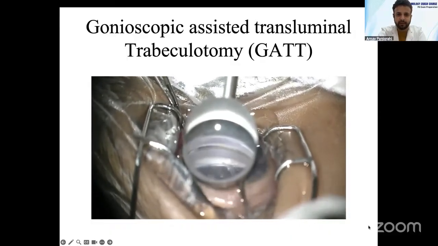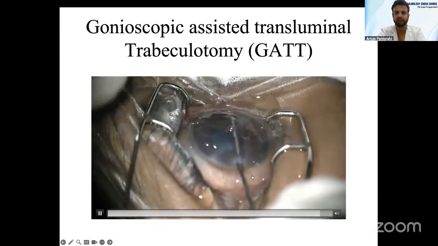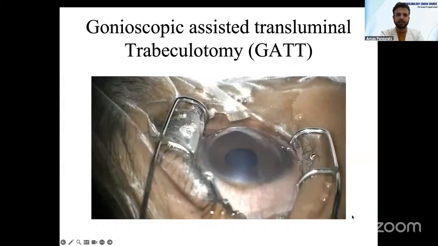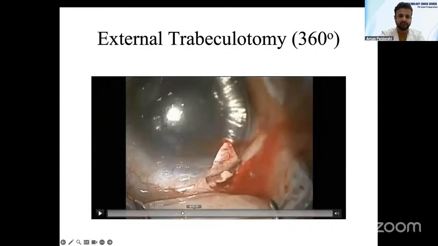We can see the tip now emerging from the other side of the cleft. Now we'll be just pulling the suture, and this deroofs the whole of the Schlemm's canal. So this is another way of angle surgery.